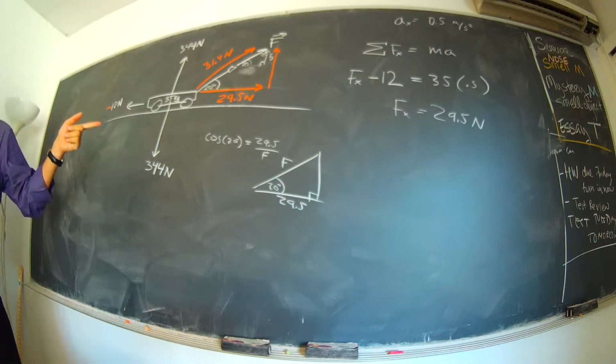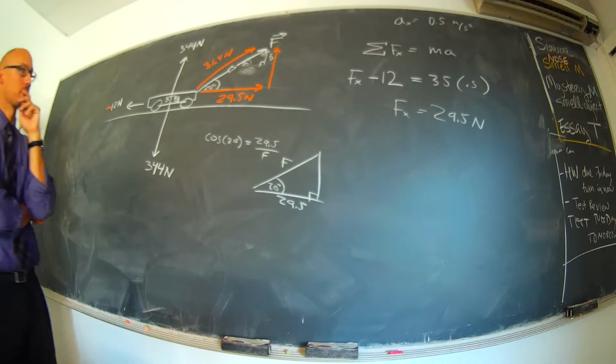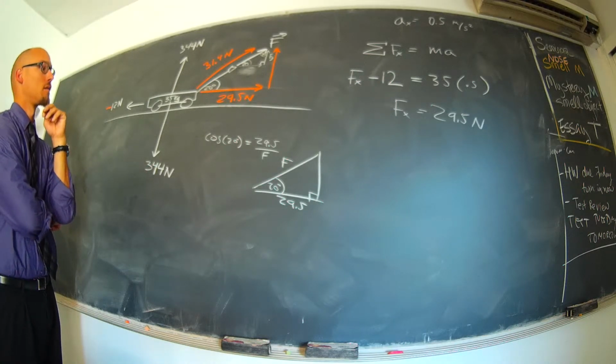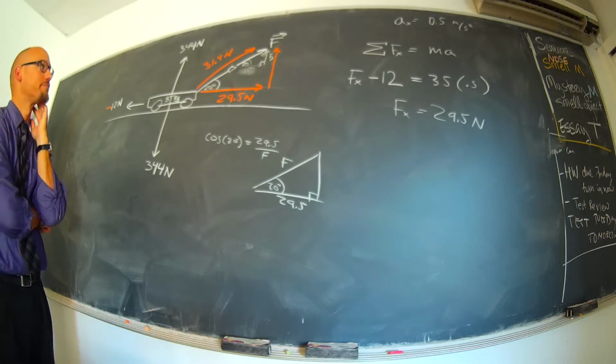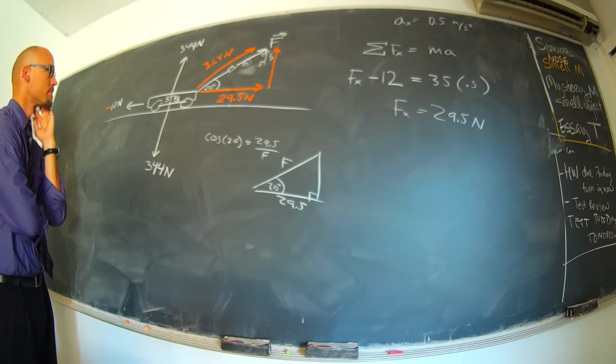Does that make sense? Yeah, it does. Kai, does that make sense? So we used F equals m a to find the x force, and once we found that x force, we didn't really need to do anything with the 344 or the y forces. And we were given the acceleration.